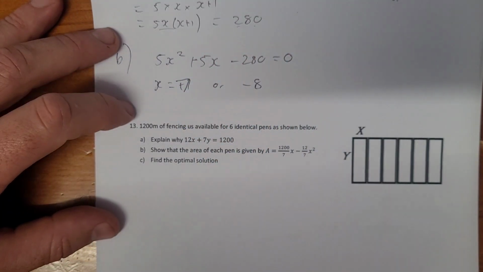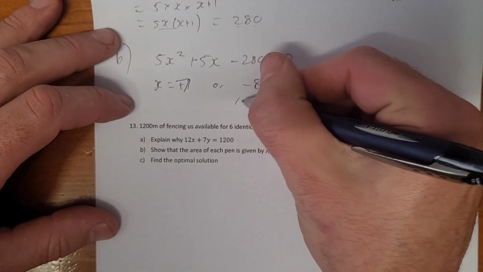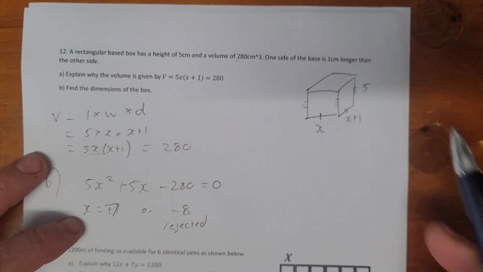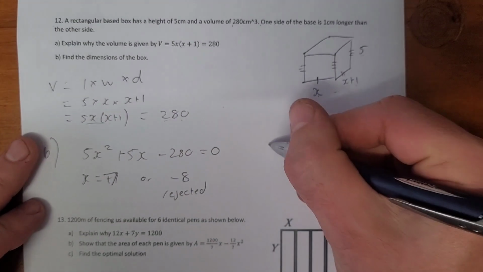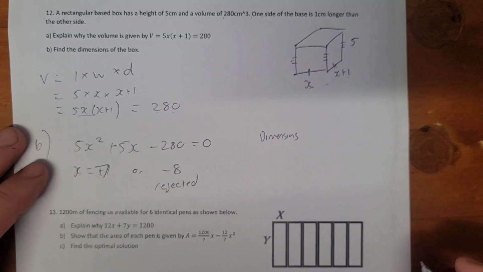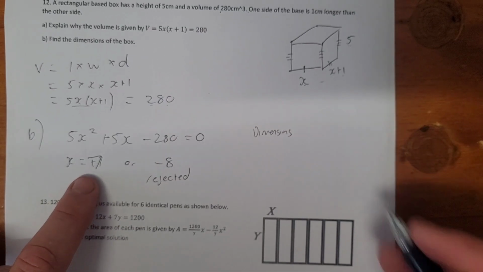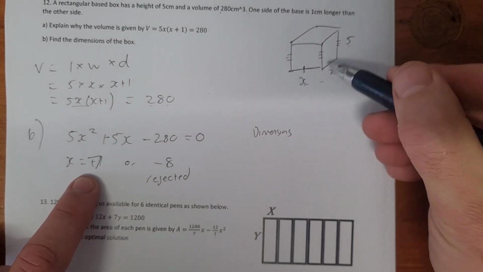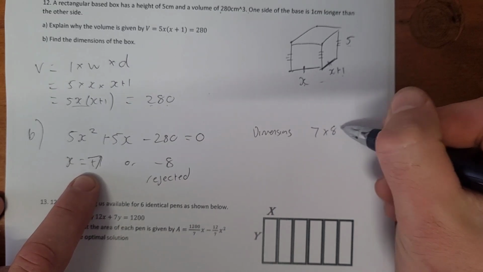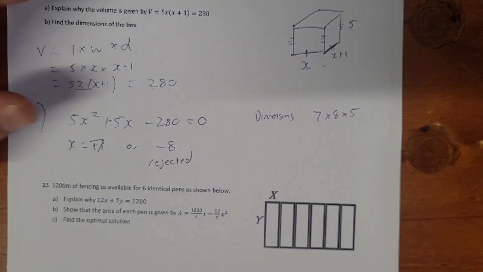Now, one of these we reject because it doesn't make sense in the context of the problem. And it's this one, isn't it? We're going to reject the negative 8 because you can't have a negative measurement. So we need to make sure we answer the question. The dimensions are going to be x, it corresponds with x is 7. So it's going to be 7 by this distance here will be 8. So the dimensions are 7 by 8 by 5. All right, length times width times height.